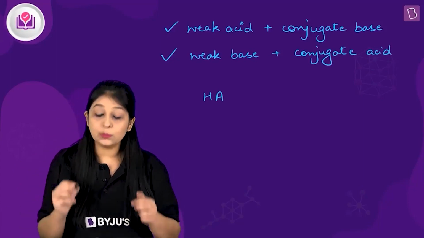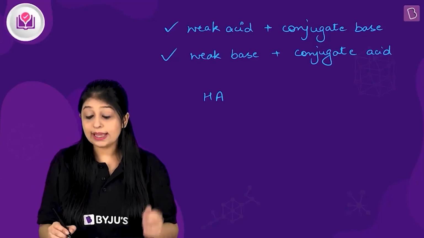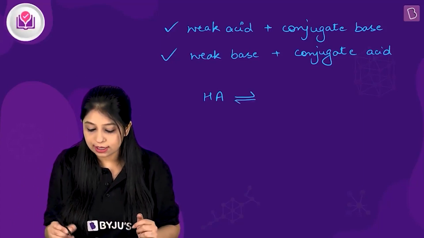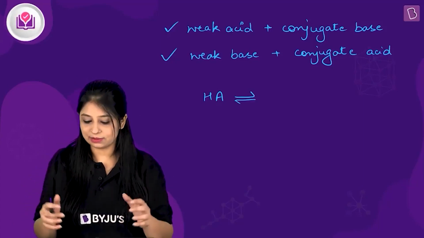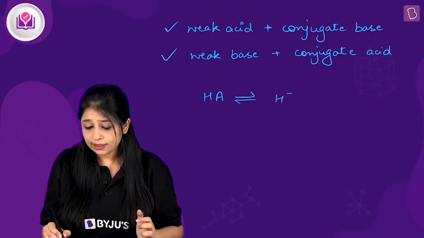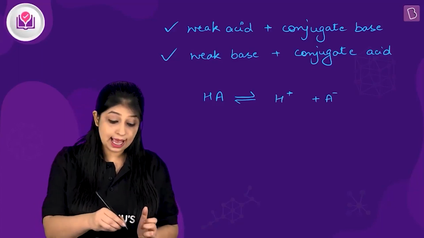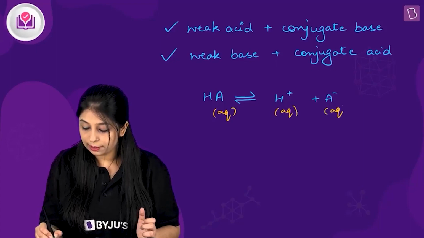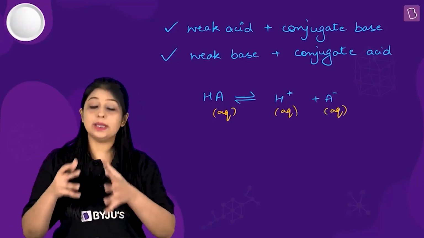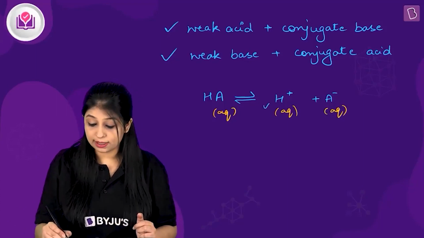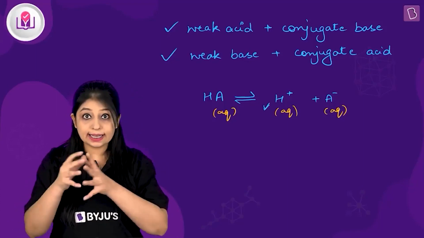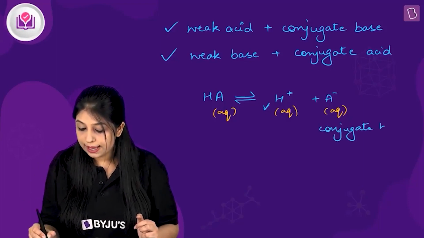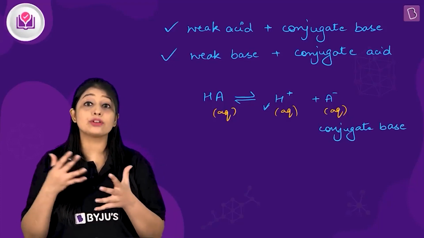If HA is a weak acid, what do we mean by weak acid? It will not dissociate completely. There will be partial dissociation, which is a reversible reaction, and that's what we denote here. We'll get H+ ions and A- ions, all in aqueous solution. So when HA, a weak acid, dissociates to give H+ ions, the A-, the negative part, is called the conjugate base.